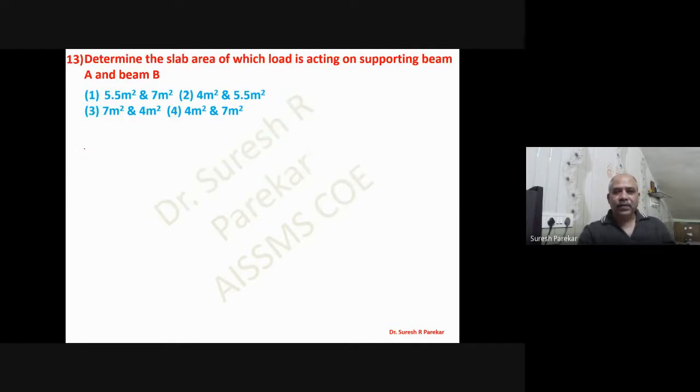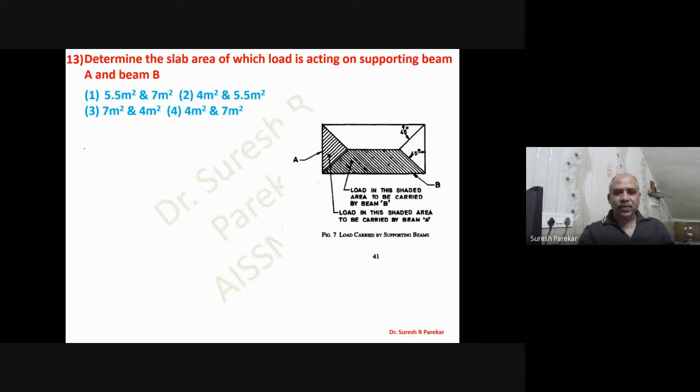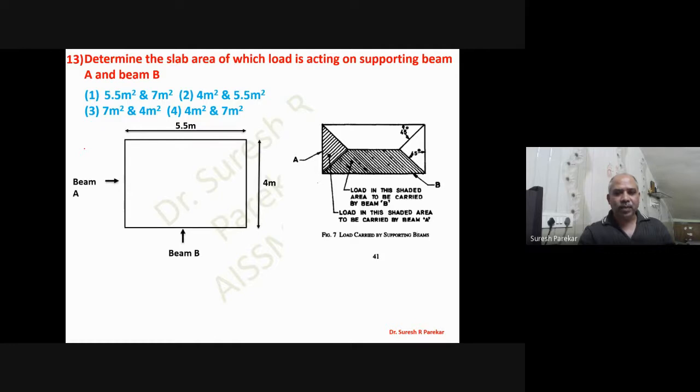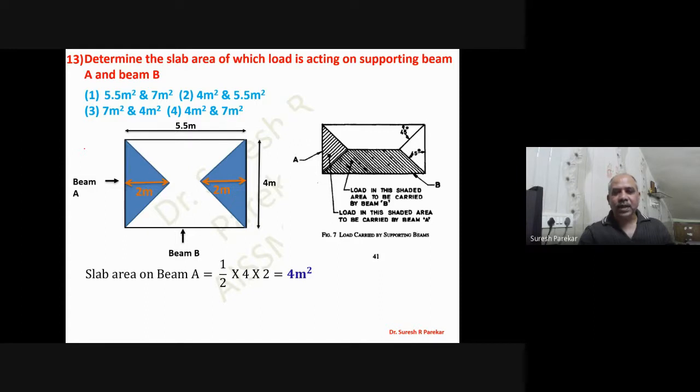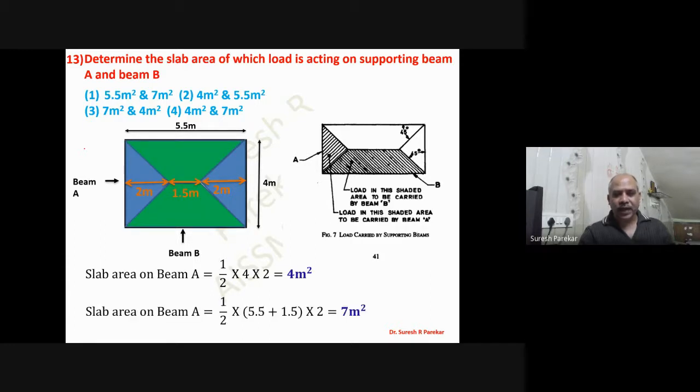Then determine the slab area for which load is acting on supporting beams A and B. So we have this given in figure 7, load carried by supporting beams. So we have beam A, beam B. Now if we consider first beam A, we have a triangular load shown in figure 7, and we have this distance 2 meters. So we have slab area on beam A is half into 4 into 2, that is area of triangle, 4 meters square. And for beam B, we can see this is trapezoidal with 5.5 and 1.2 sides, and that gives me 7 meters square, because height we have again 2 meters. So we have the option that is 4 meters square and 7 meters square.